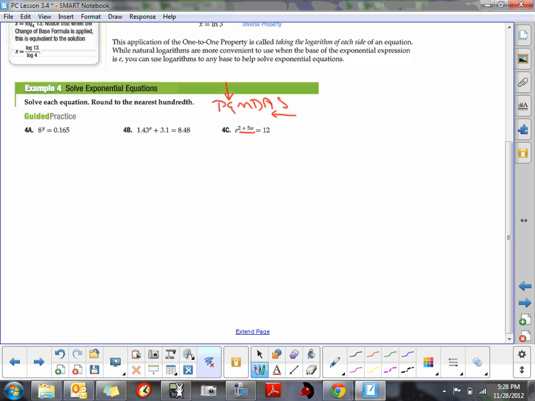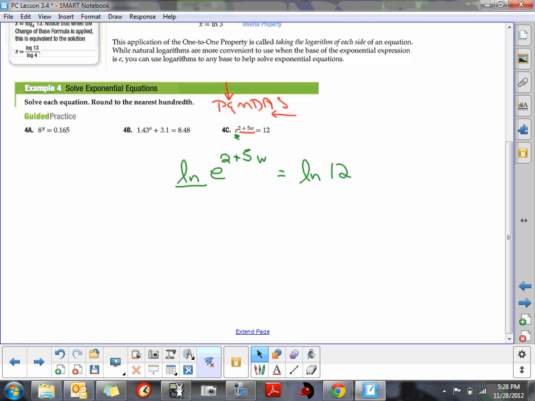So the first thing we want to do is get rid of our logarithm of base e. Now a great choice would be the natural logarithm, because the natural logarithm of e to the 2 plus 5w equals, if I make the natural log on the left, I take the natural log on the right. So log property of equality. But the great thing about this is an inverse. This is a natural log of an exponential base e. They reduce each other, so we got 2 plus 5w equals the natural log of 12.